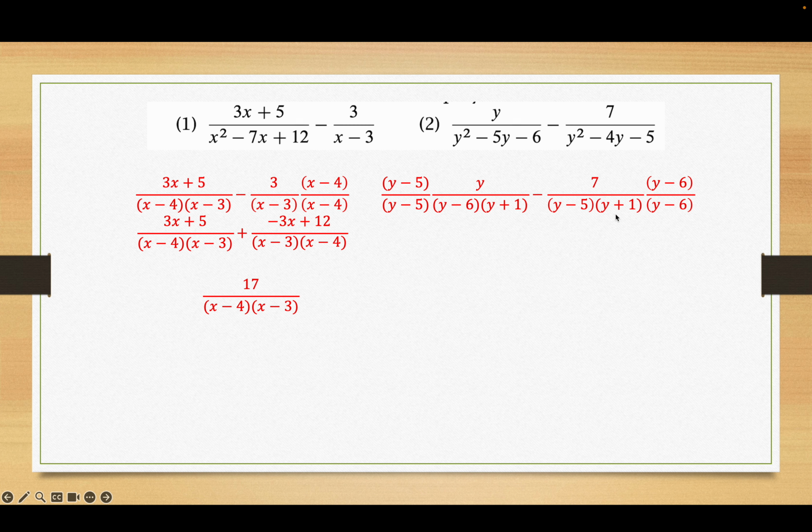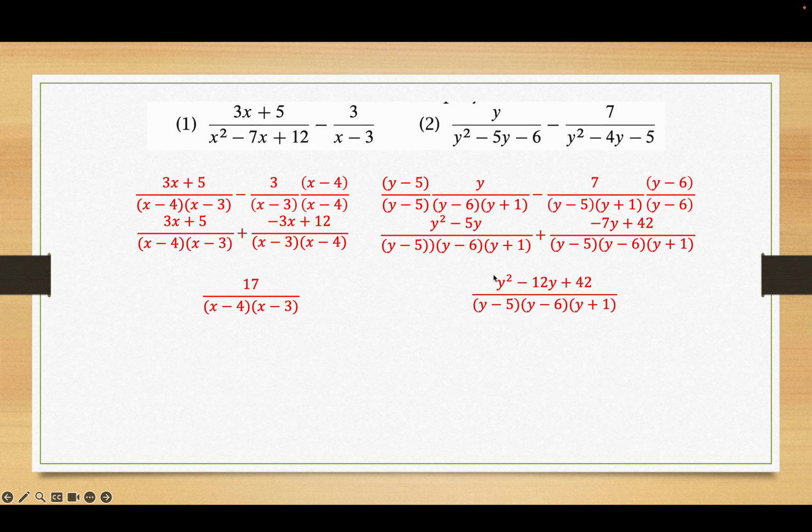For the second one, I get y minus 5 times y plus 1. I noticed that both denominators have a y plus 1, but the one on the left needs the y minus 5 from the denominator on the right, and the one on the right needs the y minus 6 from the denominator on the left. That gives me, when I distribute the y here, y squared minus 5y. And when I distribute the negative 7, I get negative 7y plus 42, and then I add.